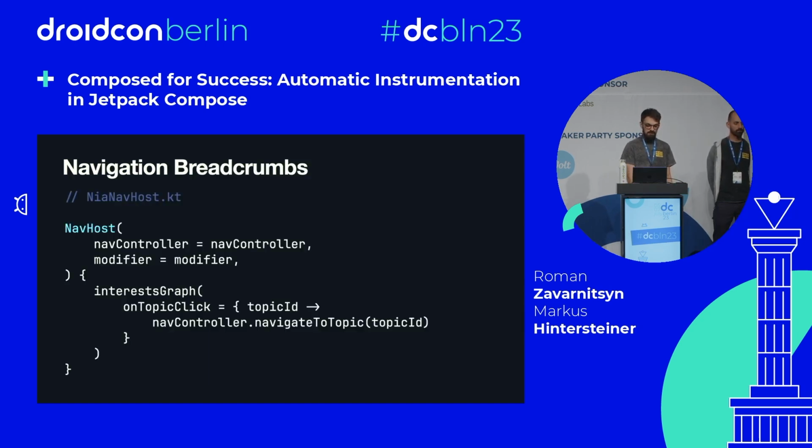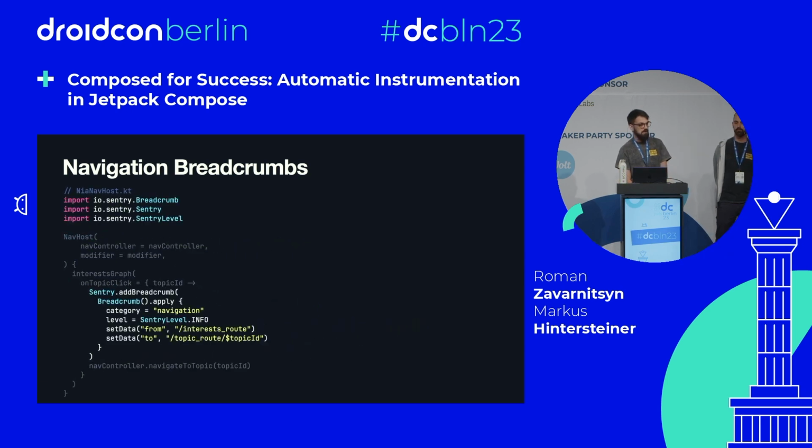If we take a look back at Now in Android example, they use an AndroidX navigation library, and there you would have to define a navigation host, which provides different routes. So if you want to add a breadcrumb, you would import a bunch of Sentry imports, and you would call Sentry.addBreadcrumb and create a breadcrumb with a category of navigation, level info, and some metadata, like from which to which route the navigation event was performed.